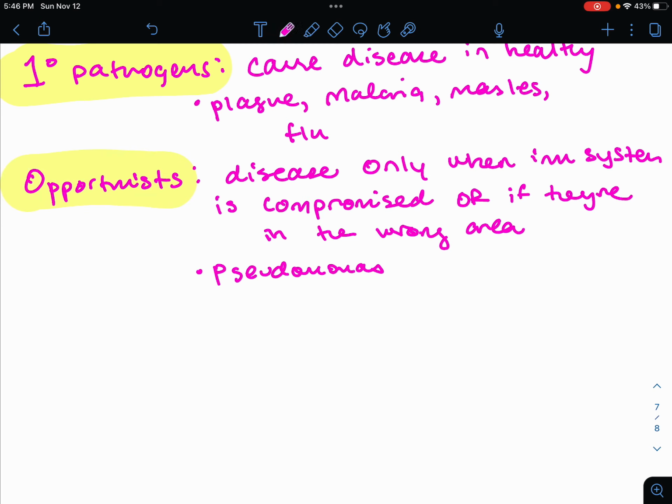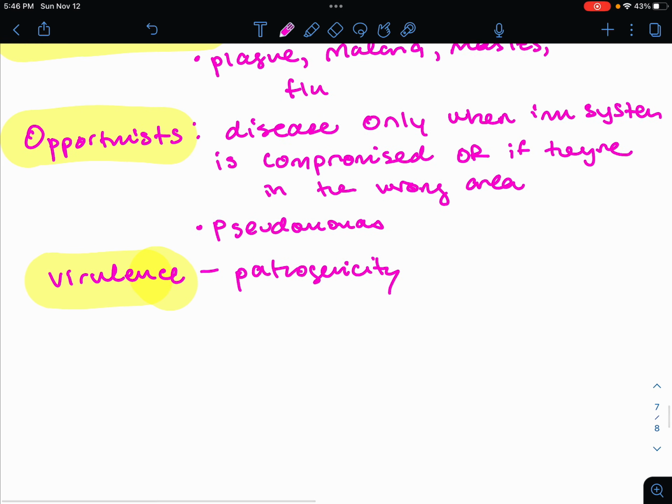Then we also have, again, virulence, actually. Sorry, I'm pronouncing it strangely there. This is going to be the pathogenicity. And then virulence factors. It's another vocab word. Factors will allow microorganisms to cause disease.